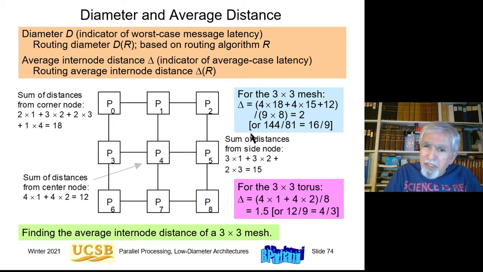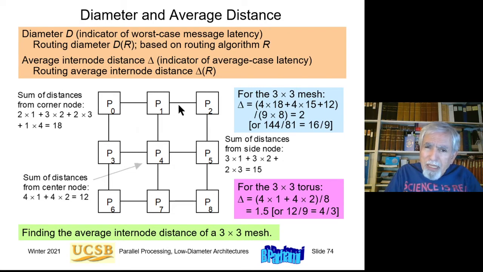So to compute the average distance, I have one such node. Okay, so 12 counts only once. I have 4 side nodes. That's why 15 is multiplied by 4. And I have 4 corner nodes. That's why 18 is multiplied by 4. And I divide this either by 9 times 8, because from each of the 9 nodes, I have 8 other nodes to try to reach. So 9 times 8 is basically the number of paths, in which case the average comes to 2.